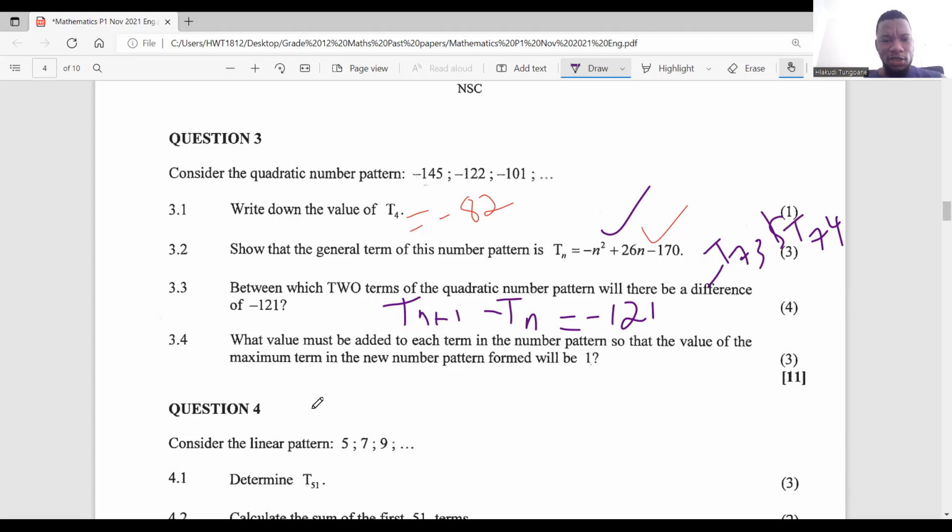Okay, so the last question was asking what value must be added to each term in the number pattern so that the value of the maximum term in the new number pattern formed will be 1. So let's be careful here. They say what value must be added to each term in a number pattern so that the maximum term in the new number pattern will equal 1. Let's try to translate this into maths.